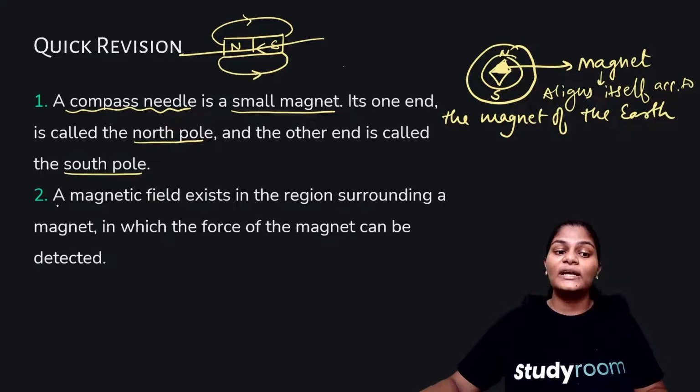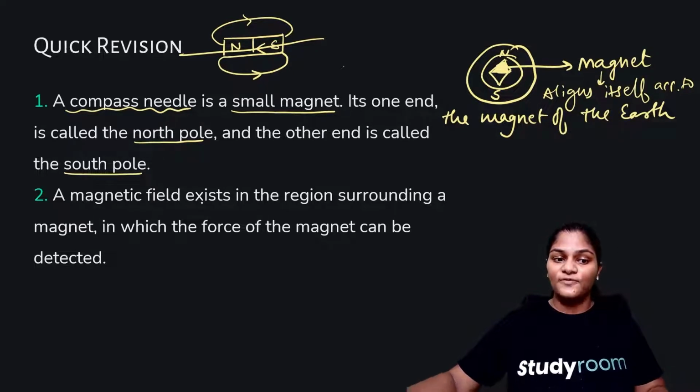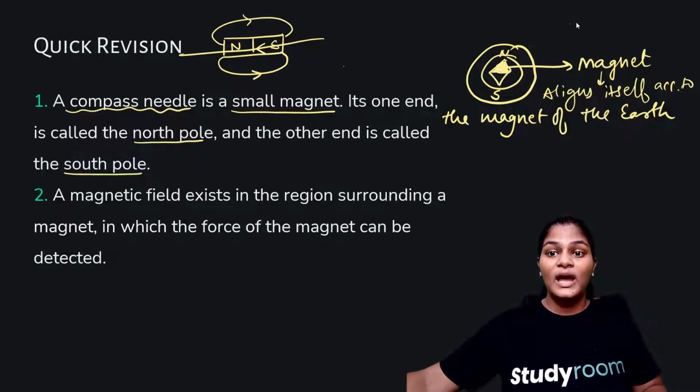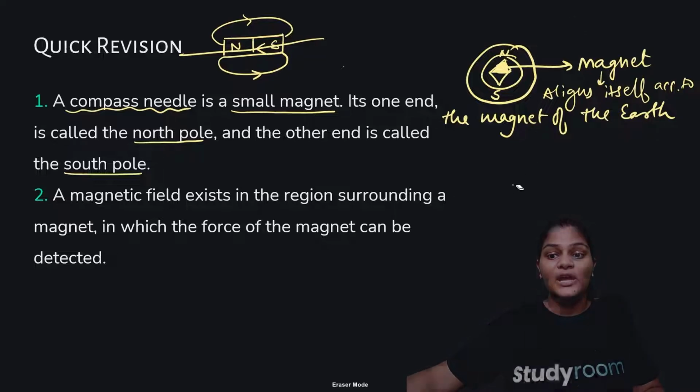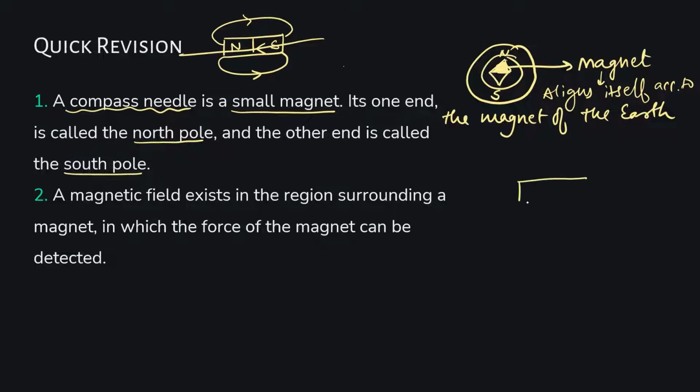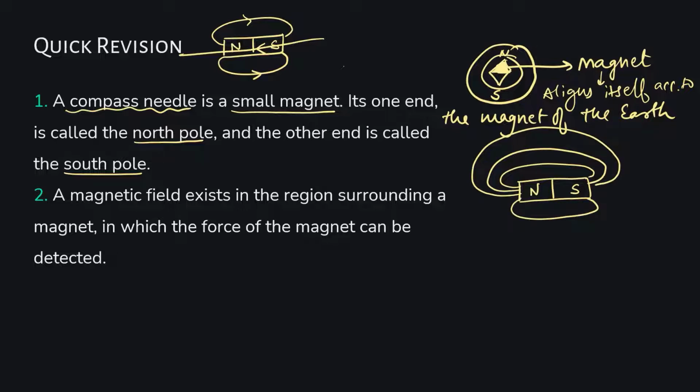Then the second point I'm reading: a magnetic field exists in the region surrounding a magnet in which the force of the magnet can be detected. And how did we represent that magnetic field? We represented the magnetic field in the form of magnetic field lines. Right now, I'm just taking the concept of a bar magnet because it is the simplest. So here we saw that your magnetic field lines keep getting farther from each other as you go away from the magnet. Why is that?